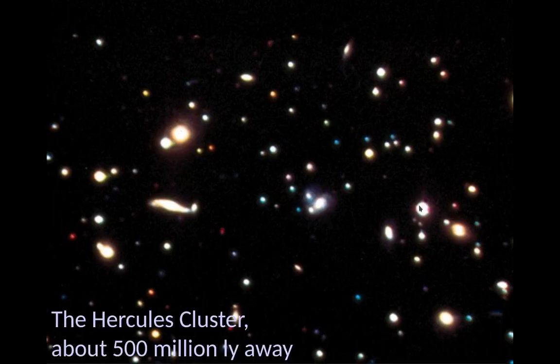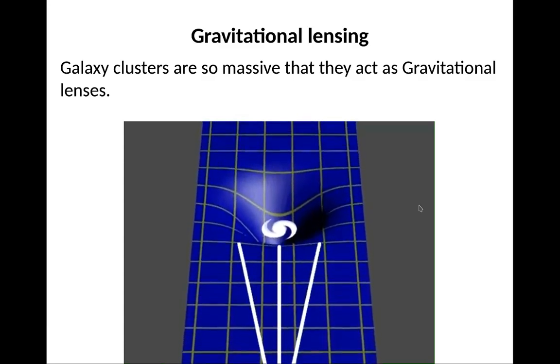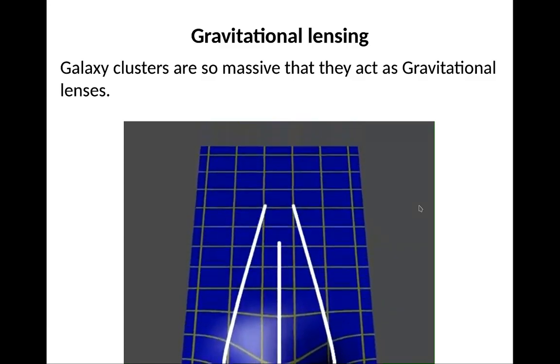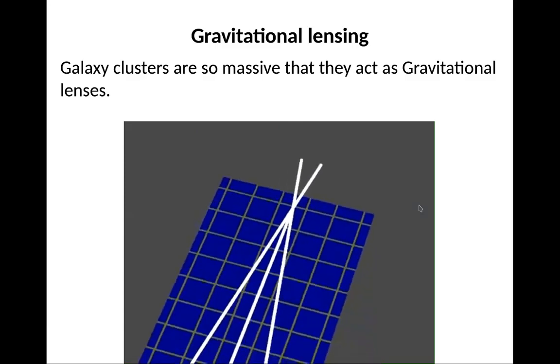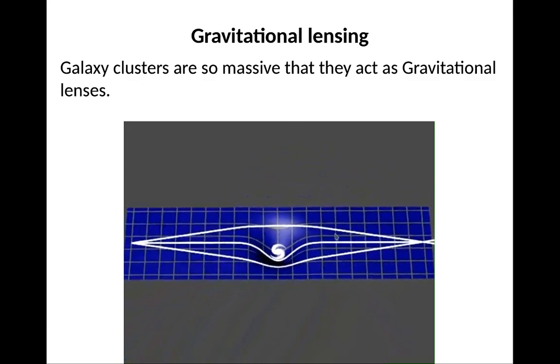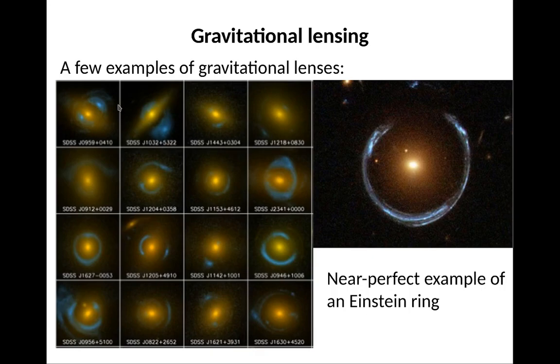Okay, another cluster. Hercules cluster, 500 megalight-years. Okay, so galaxy clusters are so massive they actually act as gravitational lenses. All right, so this is basically a little schematic of how that works. Basically, you have some light from some distant source, and what happens is that it comes around a gravitational potential well, let's say a galaxy for instance, and basically gets concentrated at the end right there.